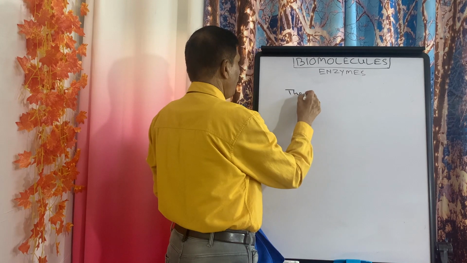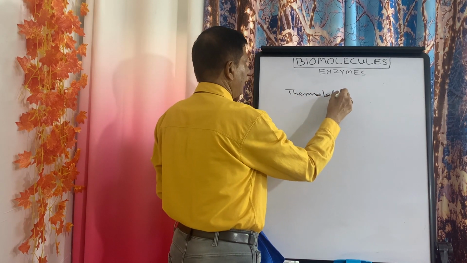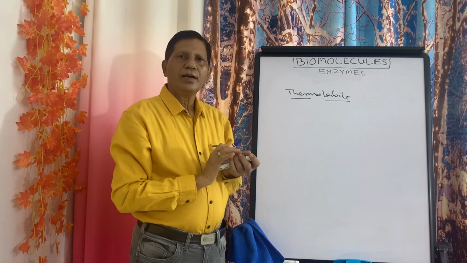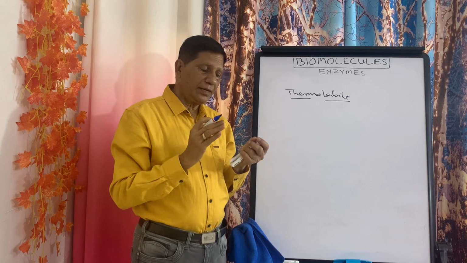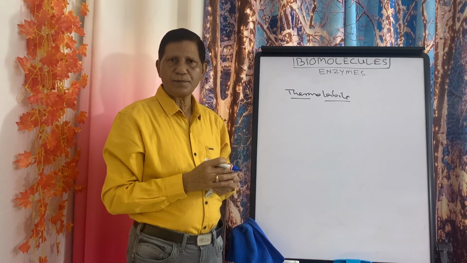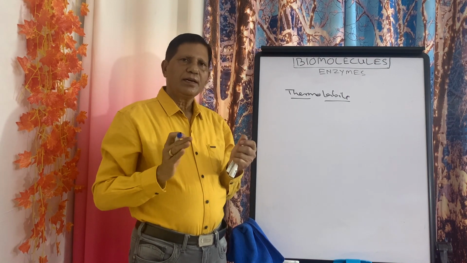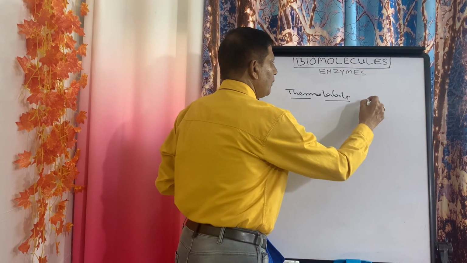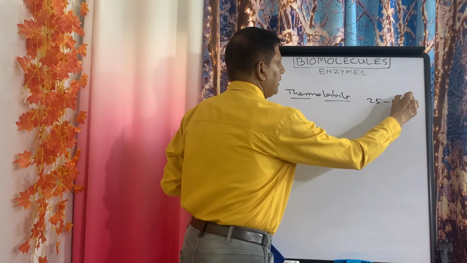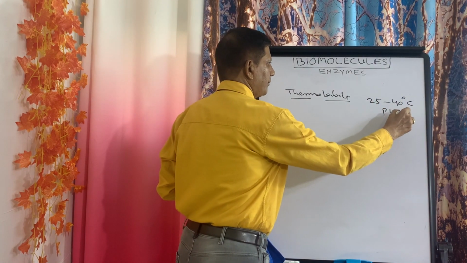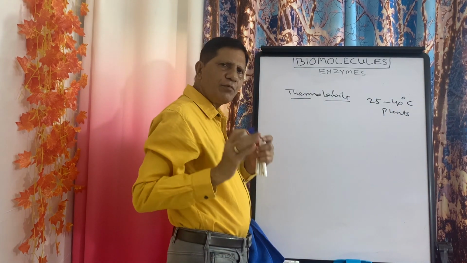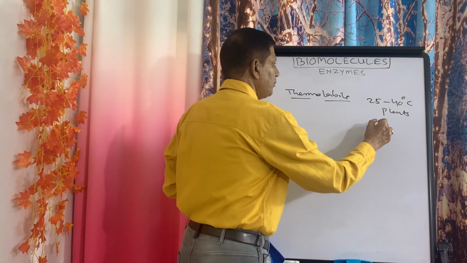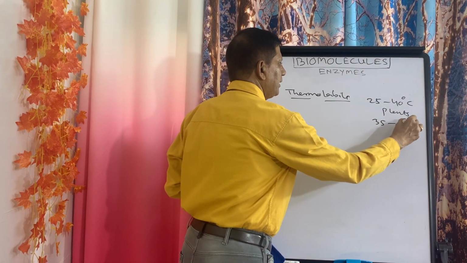Enzymes are thermolabile, temperature sensitive. Why are they very sensitive to temperature? Because they are proteins. In most plants they function in a temperature range of 25 to 40 degrees centigrade. In human beings, our body temperature is 37 degrees centigrade, so they usually function between 35 to 40 degrees centigrade.